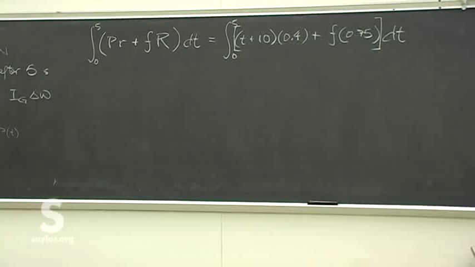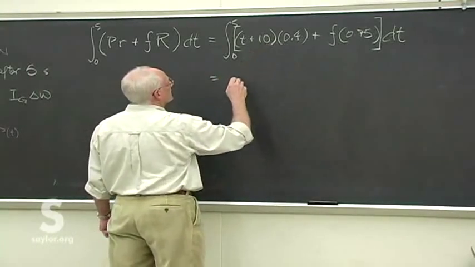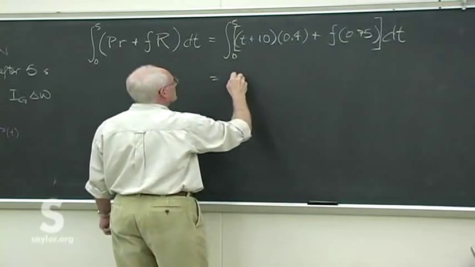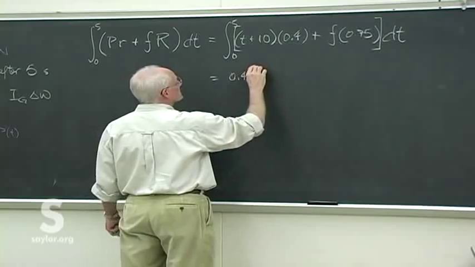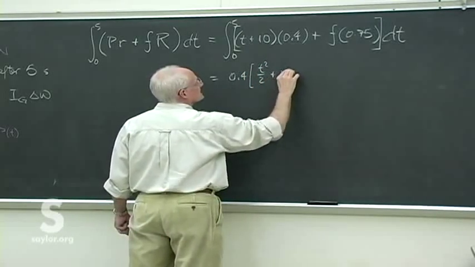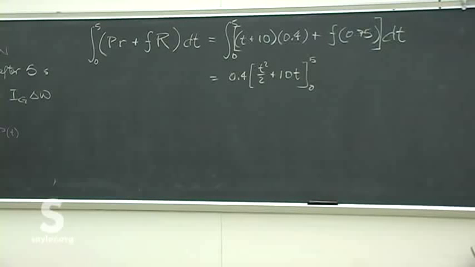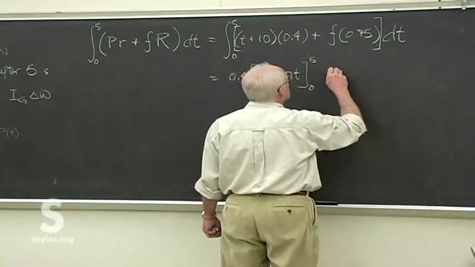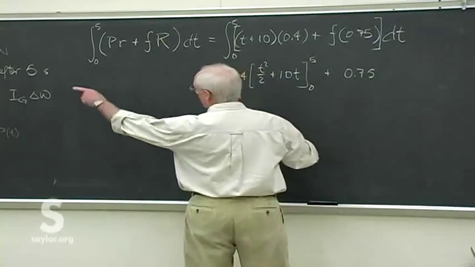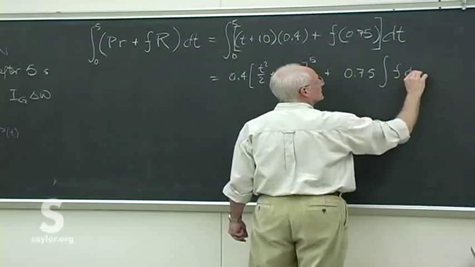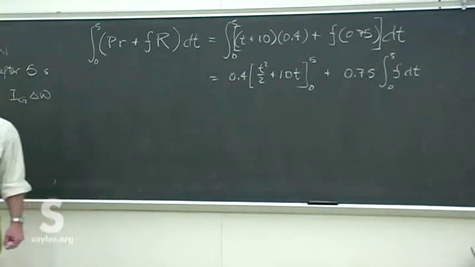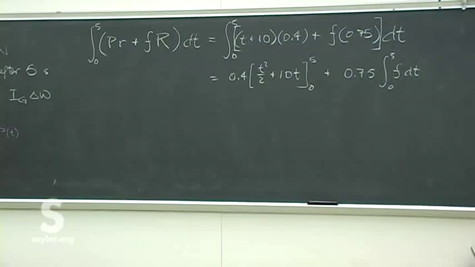This you're going to need to do very much the same thing we just did. This first part you can integrate, the 0.4 comes out, remember that's the radius, that's in meters, t squared over 2 plus 10 t, 0 to 5 seconds, that's the first part of that integral. And that you can do, you can finish that bit there. Then you have this back piece, the 0.75, that's the big radius, comes out, and you've got the integral of f dt, which you can't integrate because we don't know just how the force varies with time.